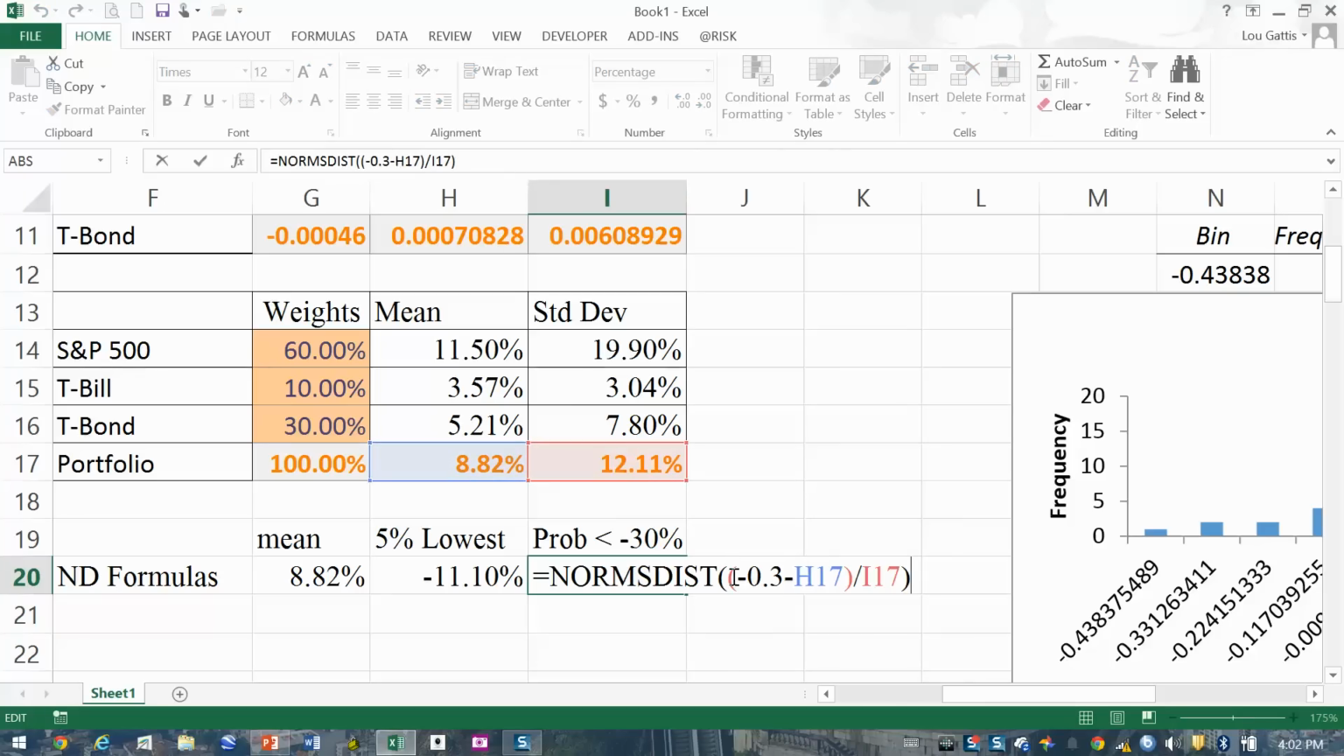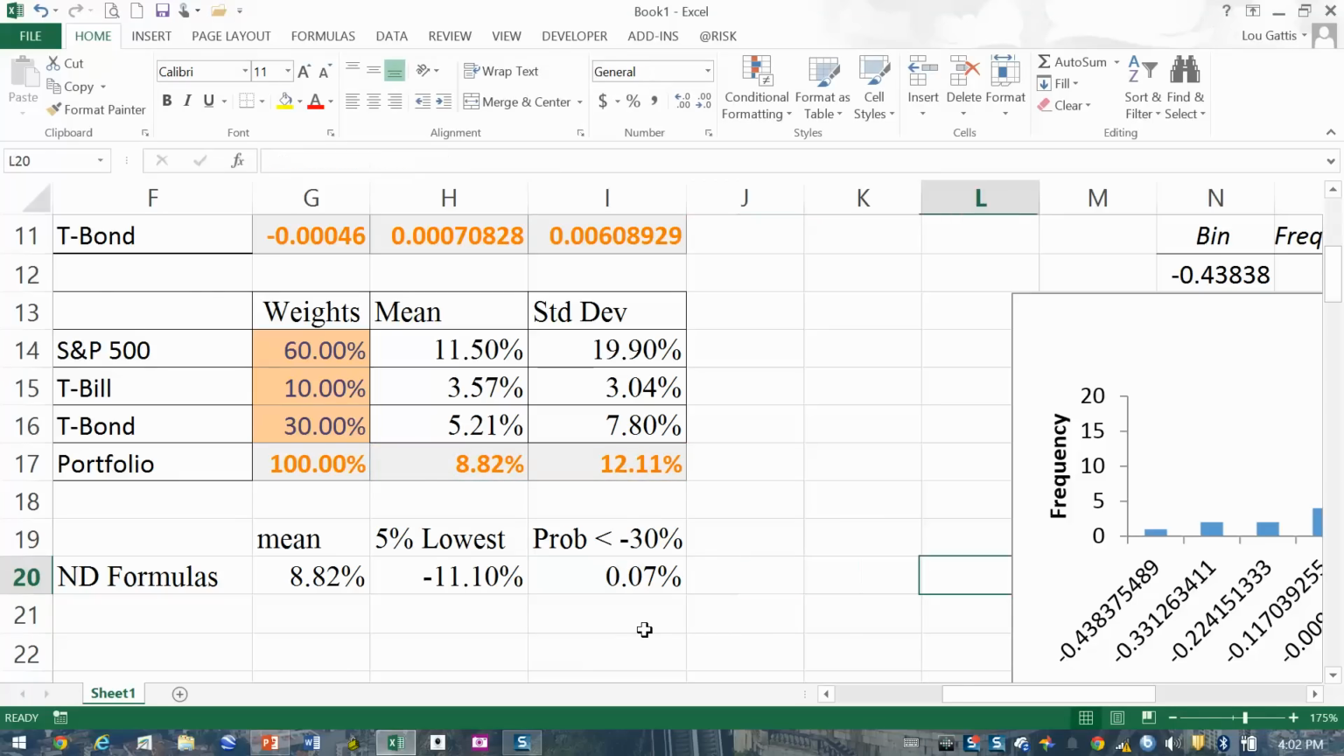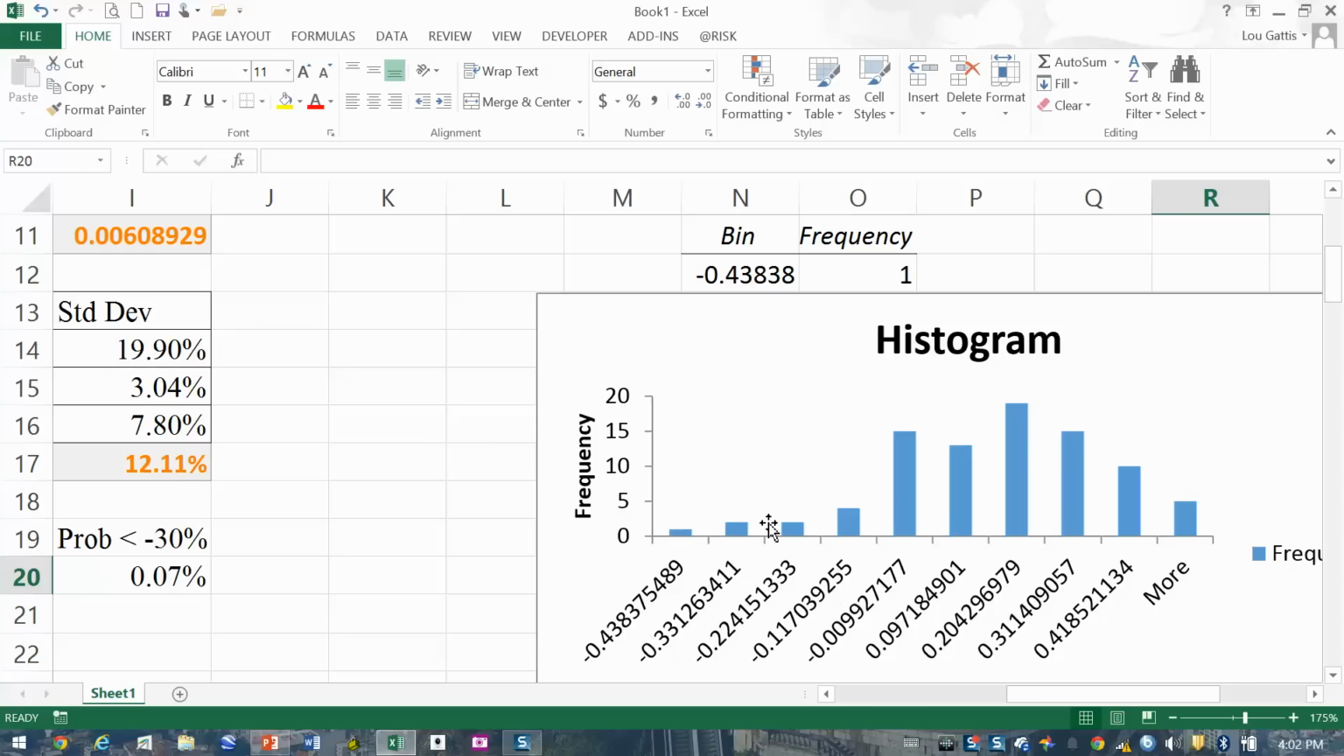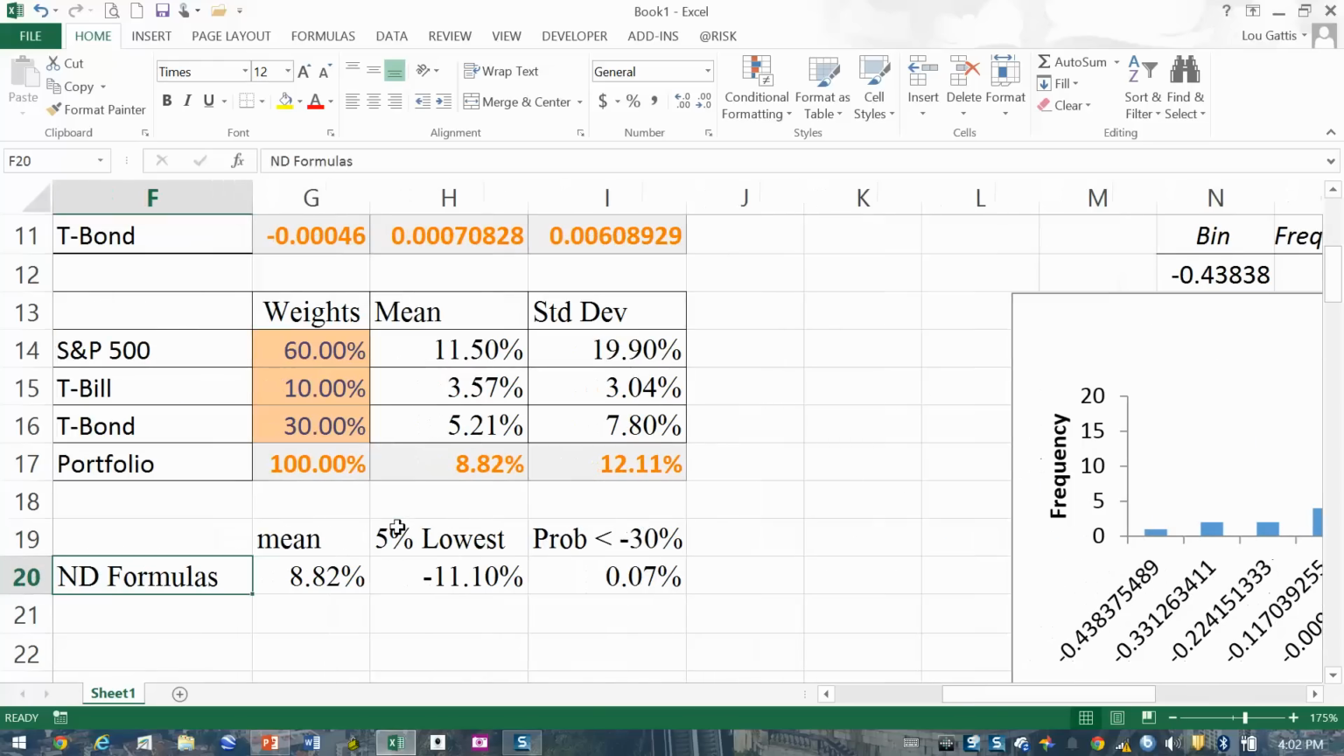So again, norm S dist of the number of standard deviations away from the mean tells me that event should happen about 0.07%, which, looking at our data, we can see actually we've had a couple days or a few years in the last 80 that are that bad. So it looks like that's understating the risk.